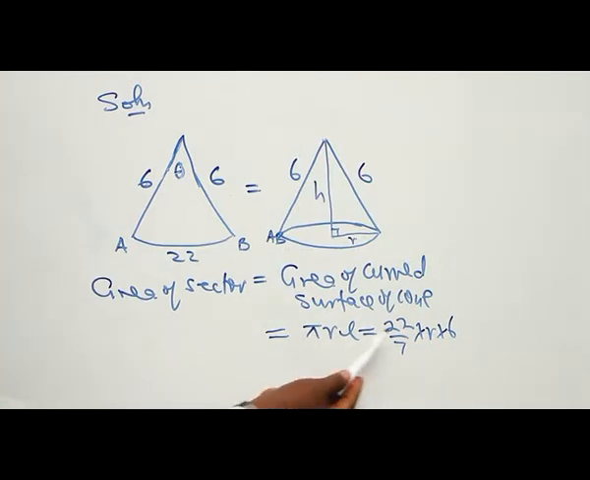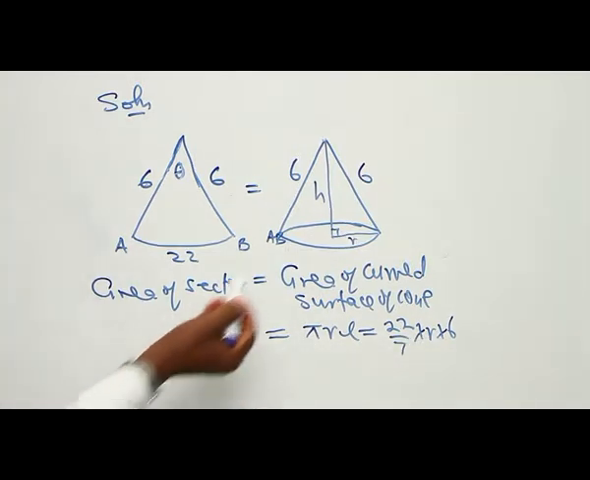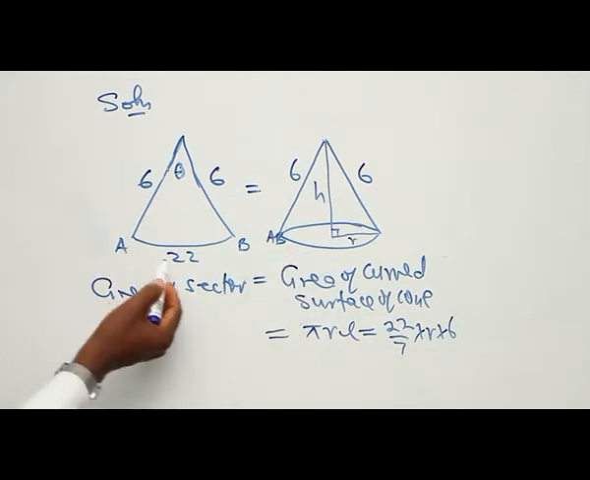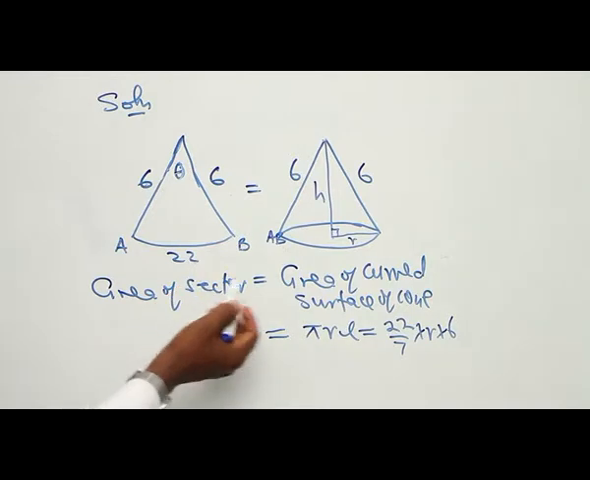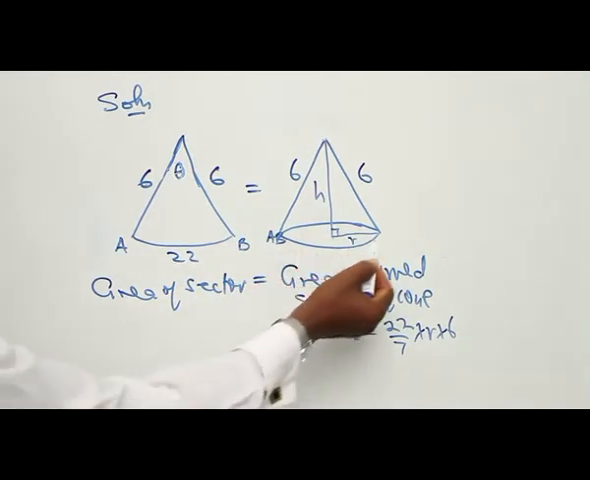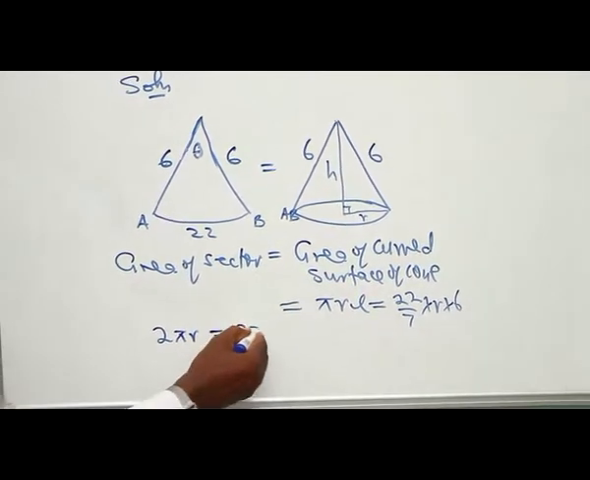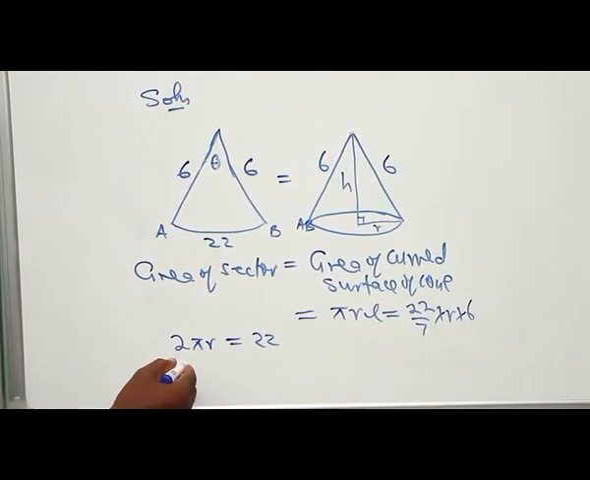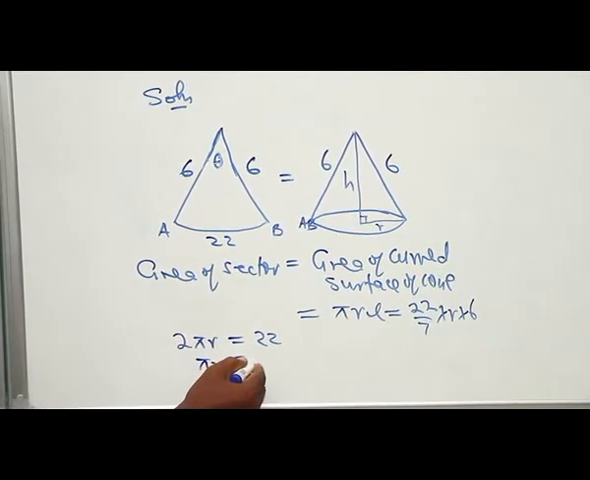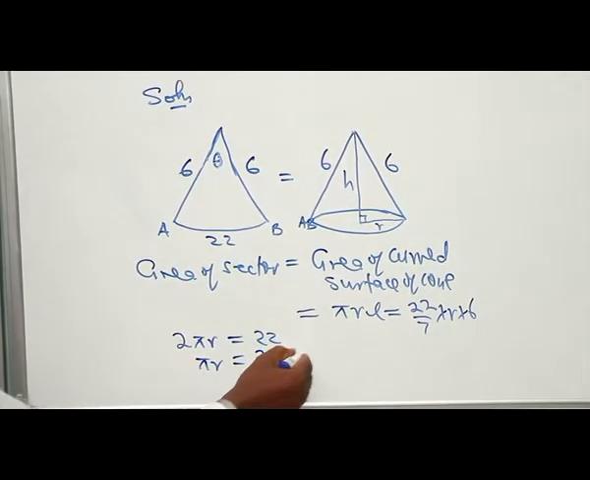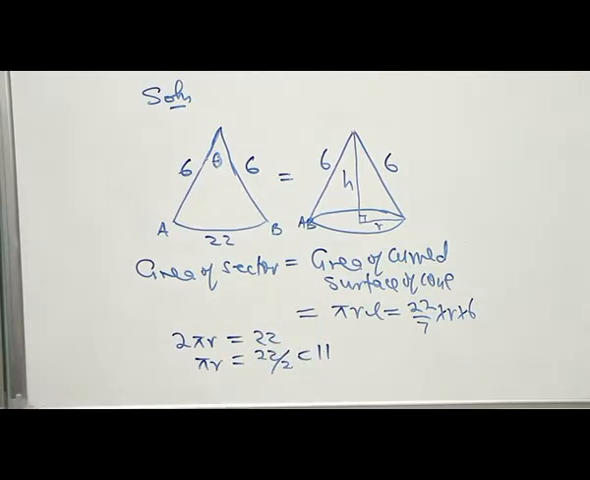Our problem now is to find the value of r. And you can get that from knowing that the arc AB, which is 22 centimeters, is equal to the circumference of the base of the cone that has r as the radius. So we now say that 2πr is equal to 22. Now in this regard, πr is equal to 22 over 2, and that is equal to 11.